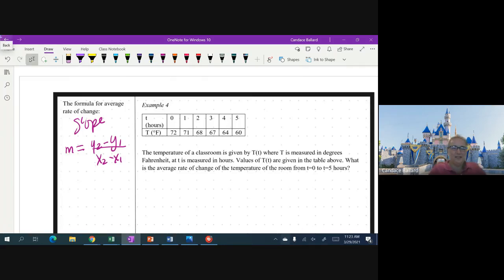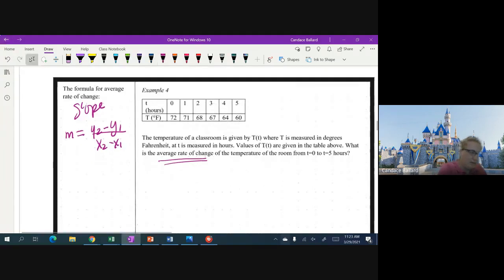So let's go to here. Okay, we're going to do this example. The temperature of a classroom is given by T of t, where T is measured in degrees Fahrenheit, and t is measured in hours. Values of t are given in the table above. What is the average rate of change of the temperature of the room from 0 to 5 hours? You see how it actually used the words average rate of change? So it's very clear that I am doing slope. We've done this one before. This one comes up in Riemann sums. It's usually the first problem.